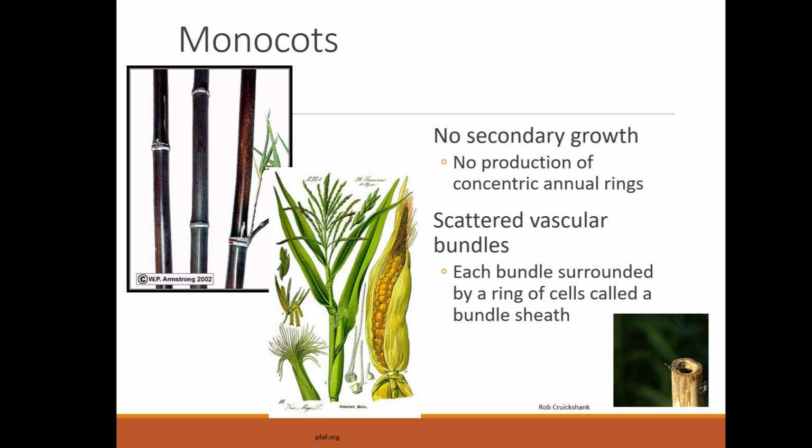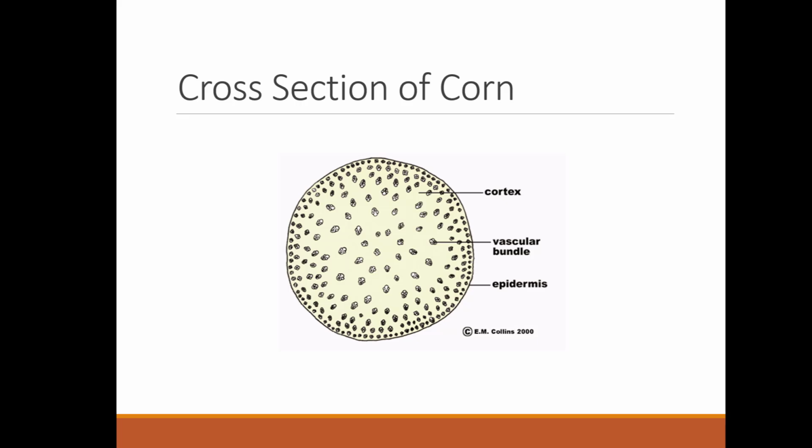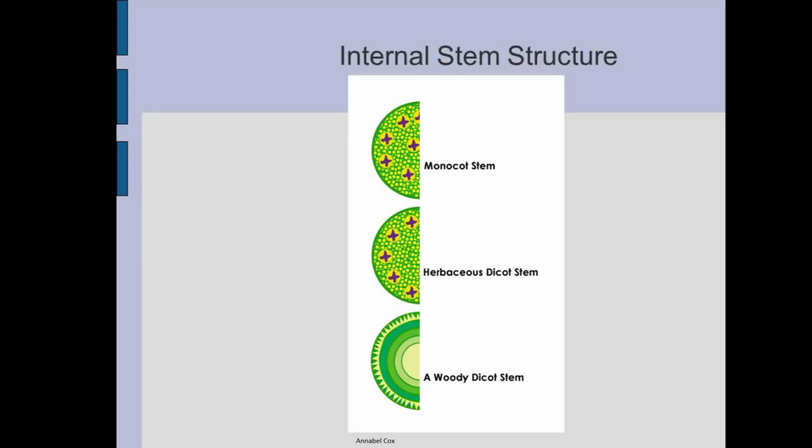So monocots have no secondary growth, and there is no production of annual rings. They have scattered vascular bundles, and each bundle is surrounded by a ring of cells called the bundle sheath. And here's just a couple of examples: bamboo and corn being monocots. And here's a cross-section of corn. So you see the vascular bundles run throughout the stem. And this is what the internal stem structure looks like for a monocot stem. So it's throughout the stem.